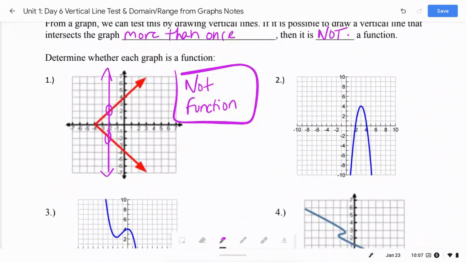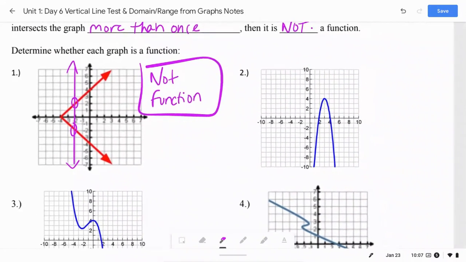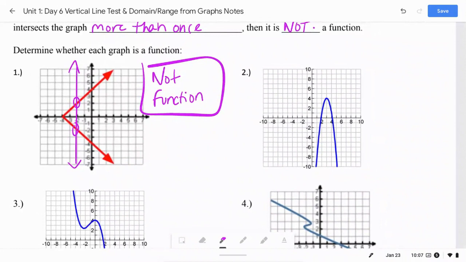In example 2, no matter where I draw a vertical line, it's only going to intersect the graph once. So if I draw it here, or even if I draw it here, it only intersects the graph once. Therefore, this would be considered a function, because it passes the vertical line test.